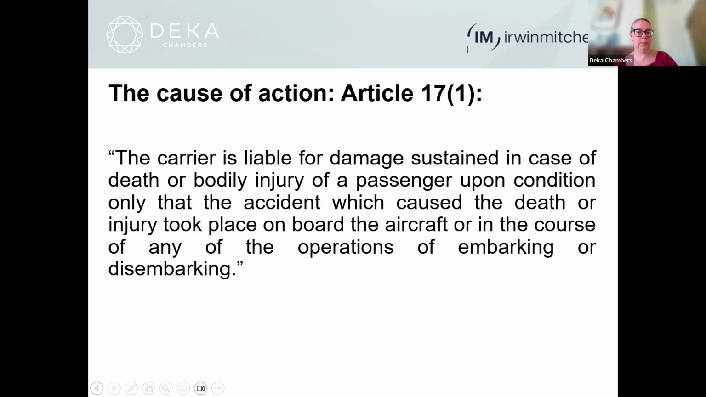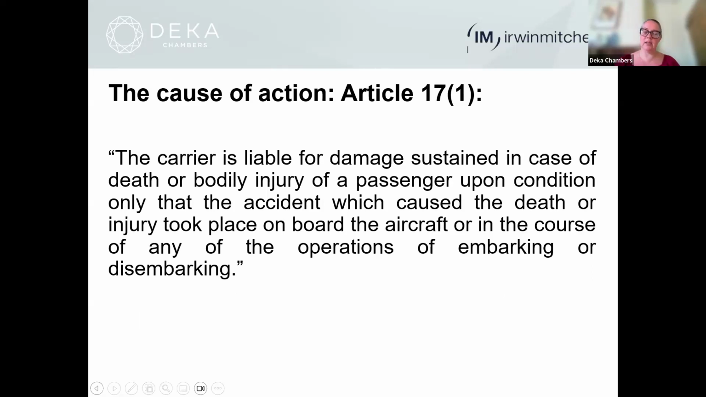And actually, going back to the cause of action, and the limitation point that Nina's just importantly made, it's important to bear in mind that when the convention applies, you only have a 2-year limitation period, whereas otherwise you would have a 3-year extendable limitation period.